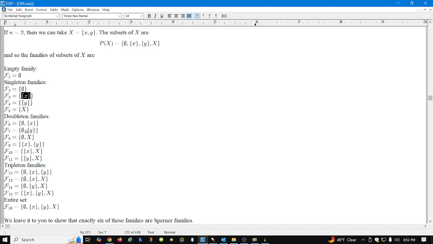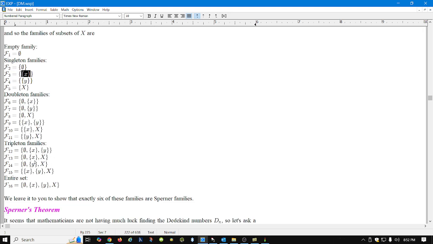Doubleton families. 3 of them contain the empty subset together with another subset. Singleton X, singleton Y is a family of subsets. Singleton X, the whole set. Singleton Y, the whole set. We have the tripleton families. And then this shouldn't be, this should be the power set, really, I should have said. Okay. These are all the subsets.